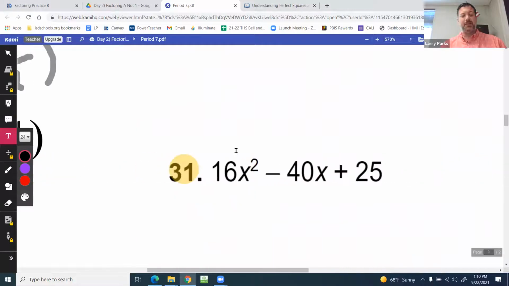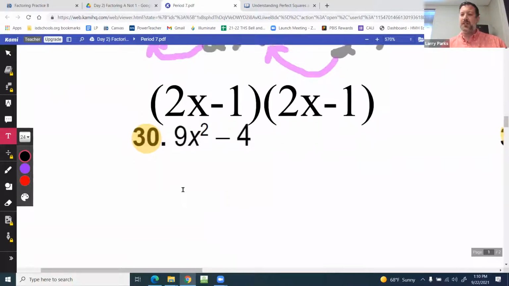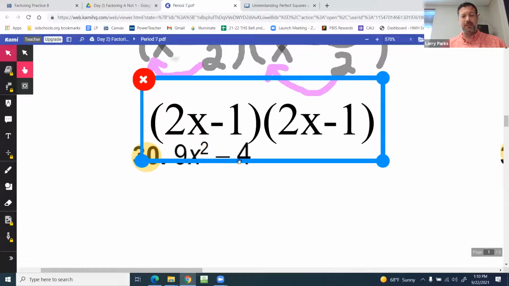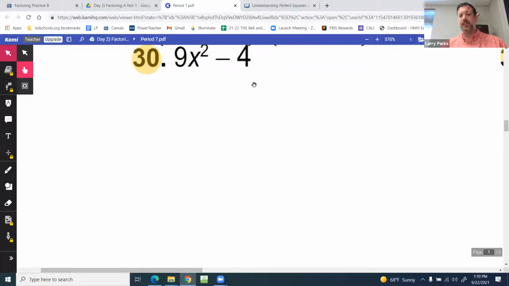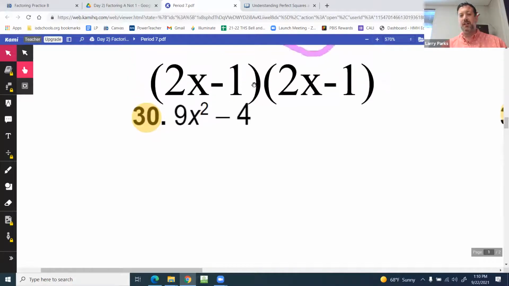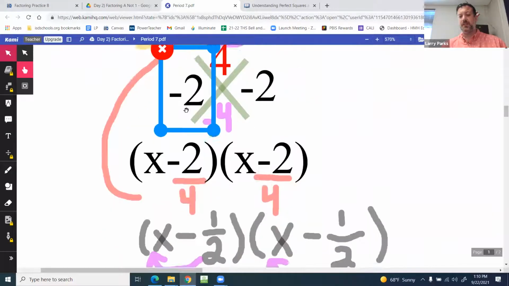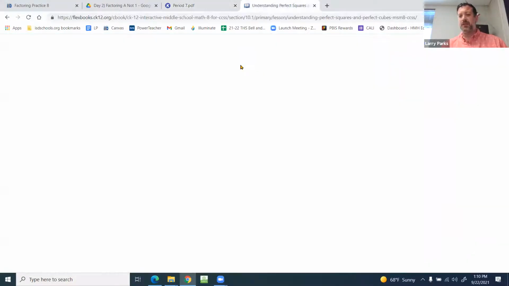I had thought about doing 30. 30 looks a little different. So before we start 30, I want you to notice that it only has 2 terms. If I count this, I got 1 and 2. 9x squared and -4. This one had 3 terms.